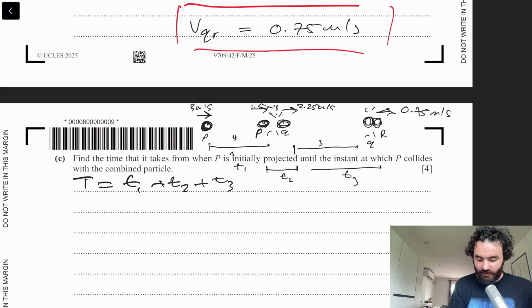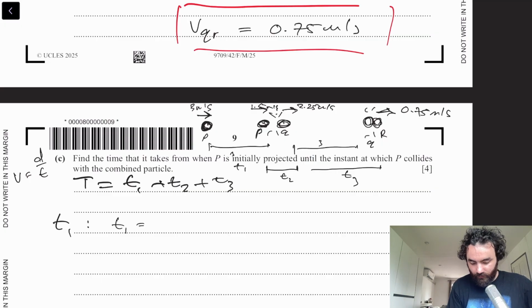The first, T1, is very easy. We have 3 meters. We know velocity equals distance over time, so time equals distance over velocity. We're moving at 3 meters per second, so when we collide with Q, this is just 3 divided by the velocity, which is 3. So this is 1 second. Okay, so that's T1.